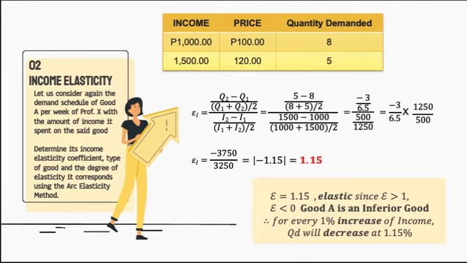And since we need to take the absolute value in order to know the degree of elasticity, then good A is said to be highly sensitive to a change in income since 1.15 is greater than 1. It is elastic. Therefore, we can analyze that for every 1% increase of income, quantity demanded decreases at 1.15%.